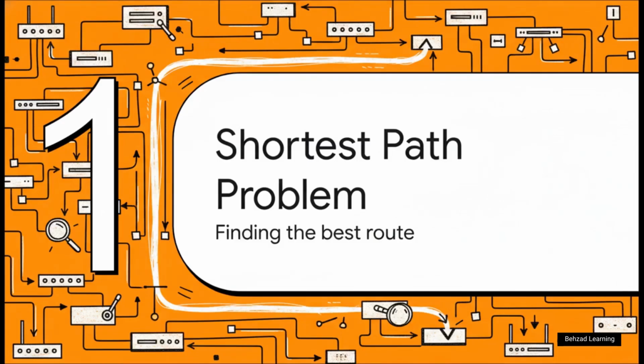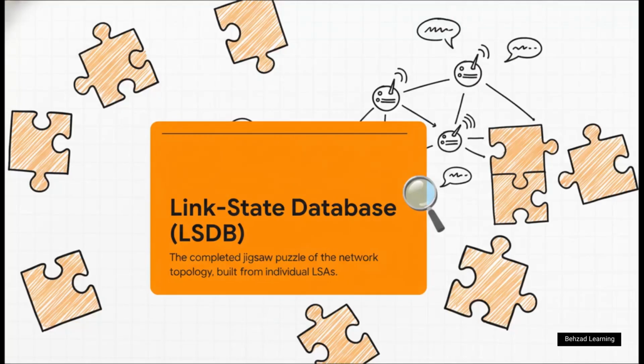Section 1. The shortest path problem. Okay, let's dive into this. How do routers actually figure out the absolute fastest path through a massive, sprawling maze of cables? I mean, they can't just guess, right? They need a comprehensive map. OSPF solves this by having routers build what's called a link state database, or LSDB. Think of the LSDB as a massive, completed jigsaw puzzle of the entire network topology.